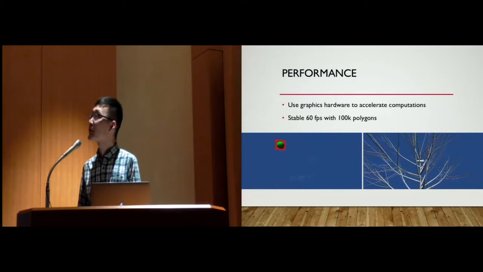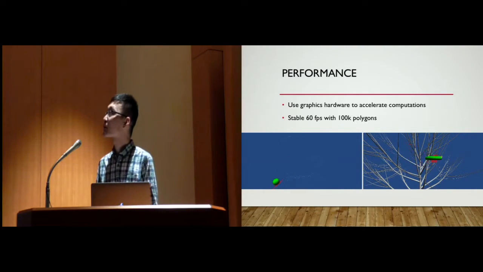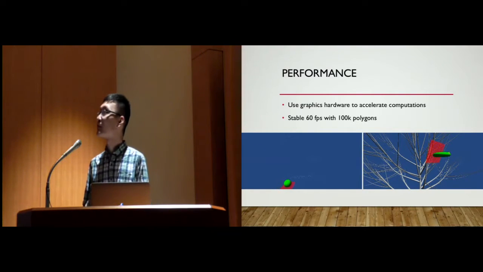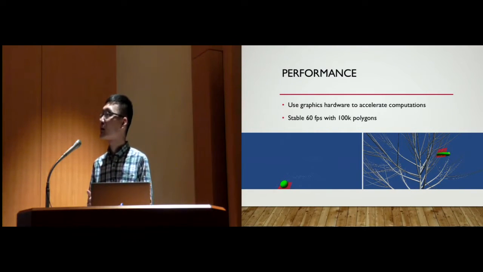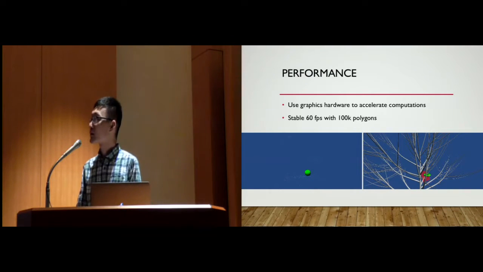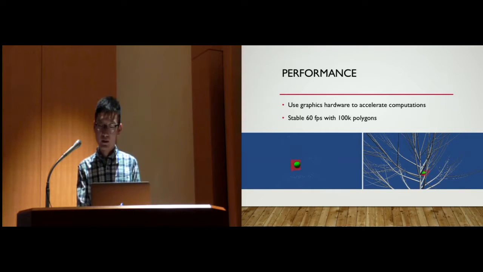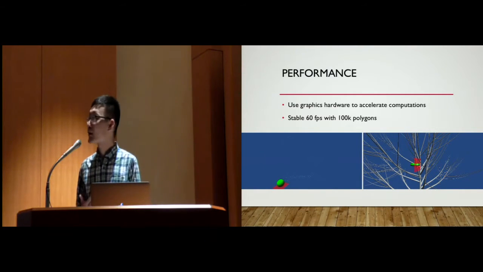Here I will talk a little bit about the performance of our system. So we use the graphics hardware for most of the computations, and our system works stably at 60 frames per second with 100K polygons. The first video shows object sliding on a point cloud, and the second video shows depth pop in a complex scene with multiple layers.